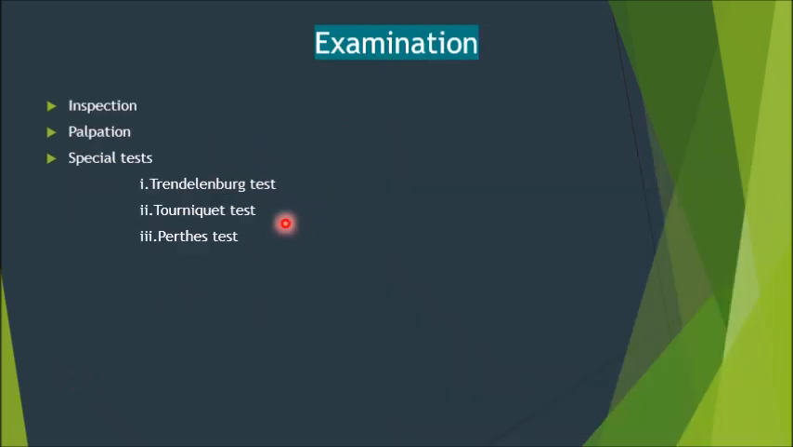Next, we come to examination of the limb. As usual, it consists of inspection, palpation, and special tests. The inspection involves the location of these dilated veins. Where are they located in the thigh and the leg? How big are these dilated veins? What is the color of these dilated veins?